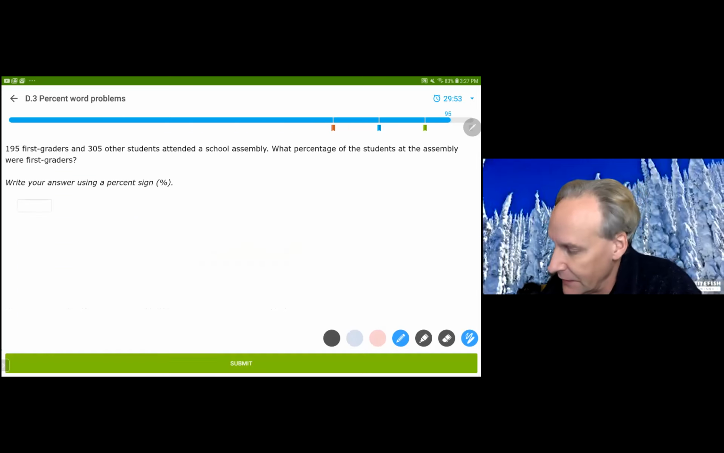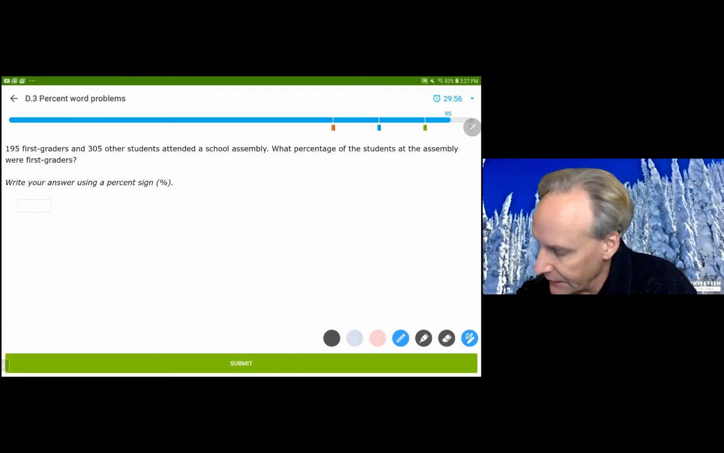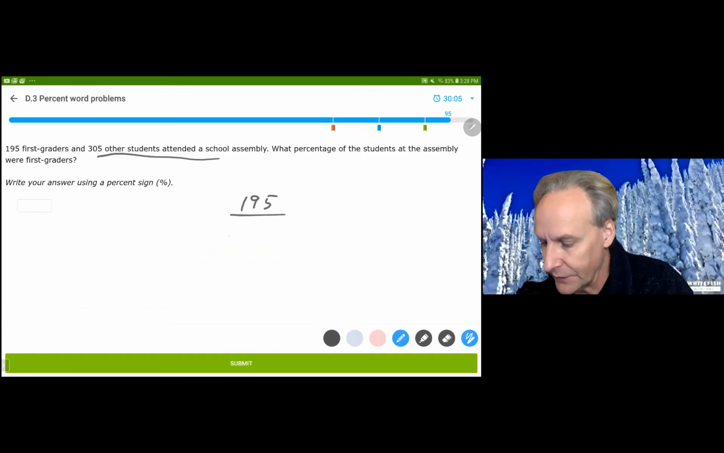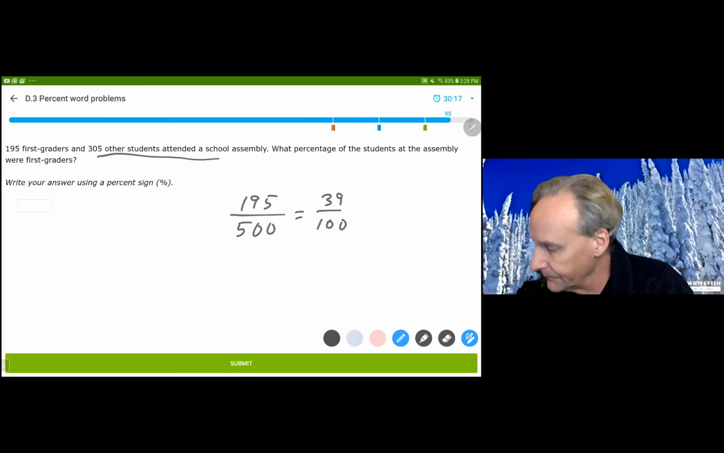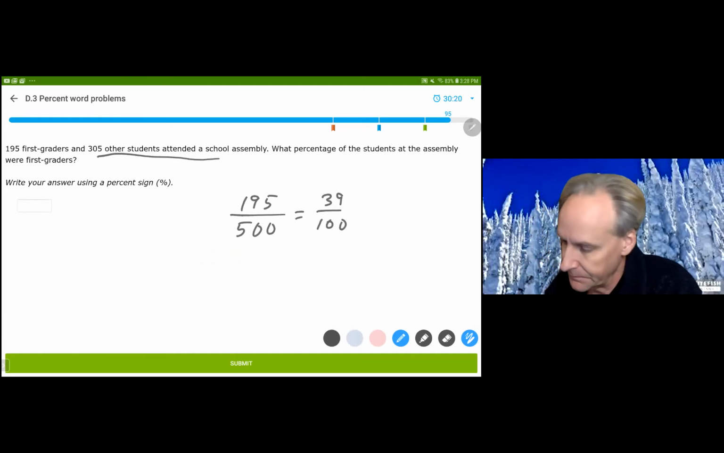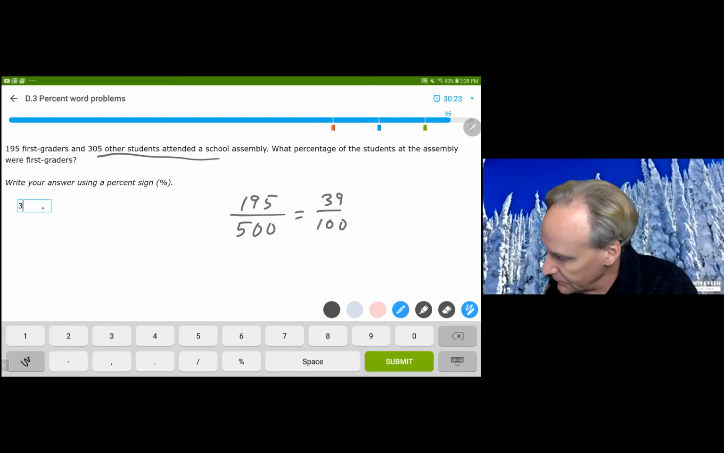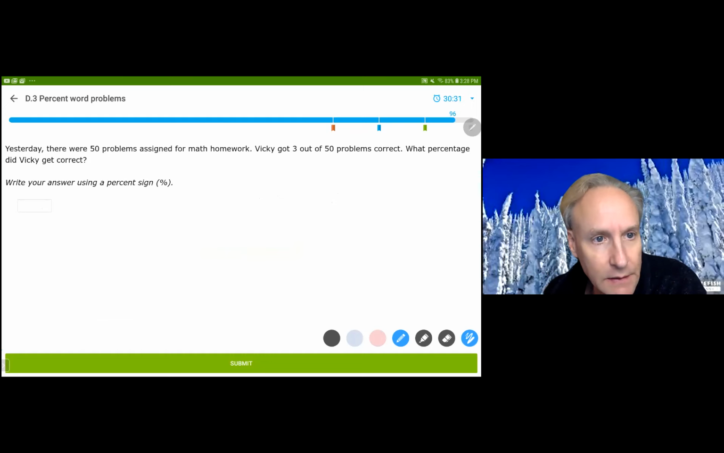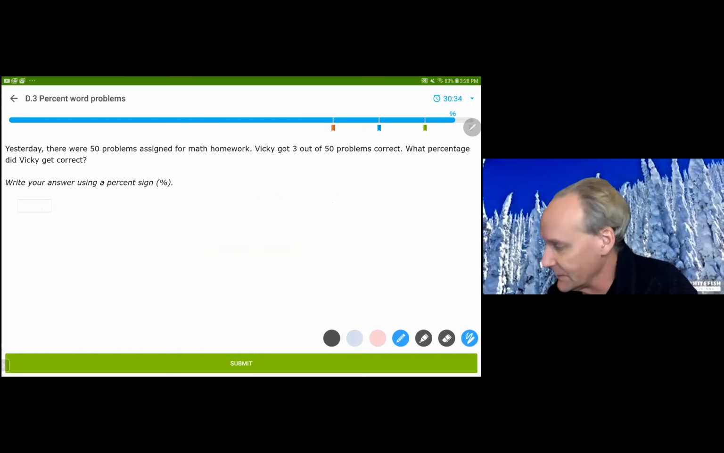Oh my goodness, it's taking forever today. Okay, 195 first graders and 305 others. What percentage were first graders? 195, and the total number is going to be out of 500, isn't it? Yep, that's 500. And notice that if I divide by 5, I get 39 hundredths. And that's 39%. Dividing by 5 gives you 39, sure enough. Oh no, I almost forgot to put the percent, didn't I? All right, it said to use the percent symbol and I didn't do it.